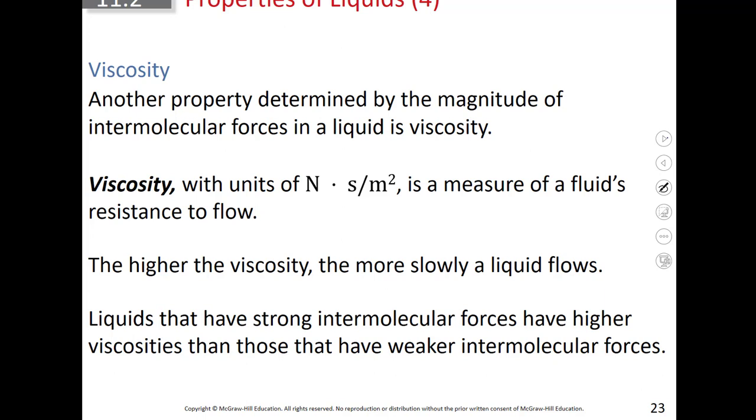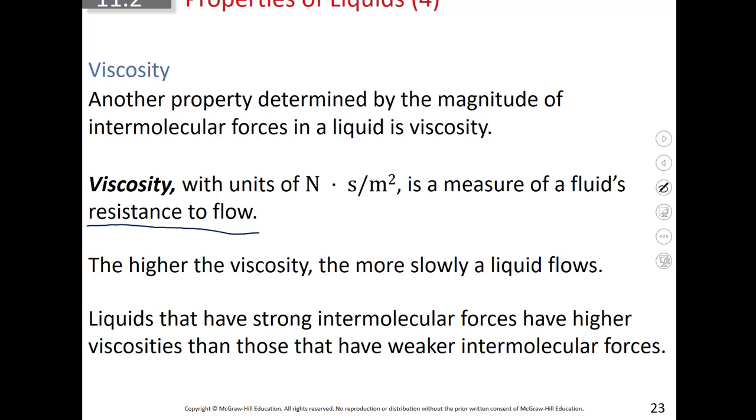It pours slow. So viscosity is a measure of the fluid's resistance to flow. So it's going to resist flowing. The higher the viscosity, the more it will resist flowing. Picture if you had a container of molasses and you turn it on its side, it's going to flow out very slowly. Whereas if you did the exact same thing with, say, vinegar, it would just pour straight out much faster because vinegar has a lower viscosity.